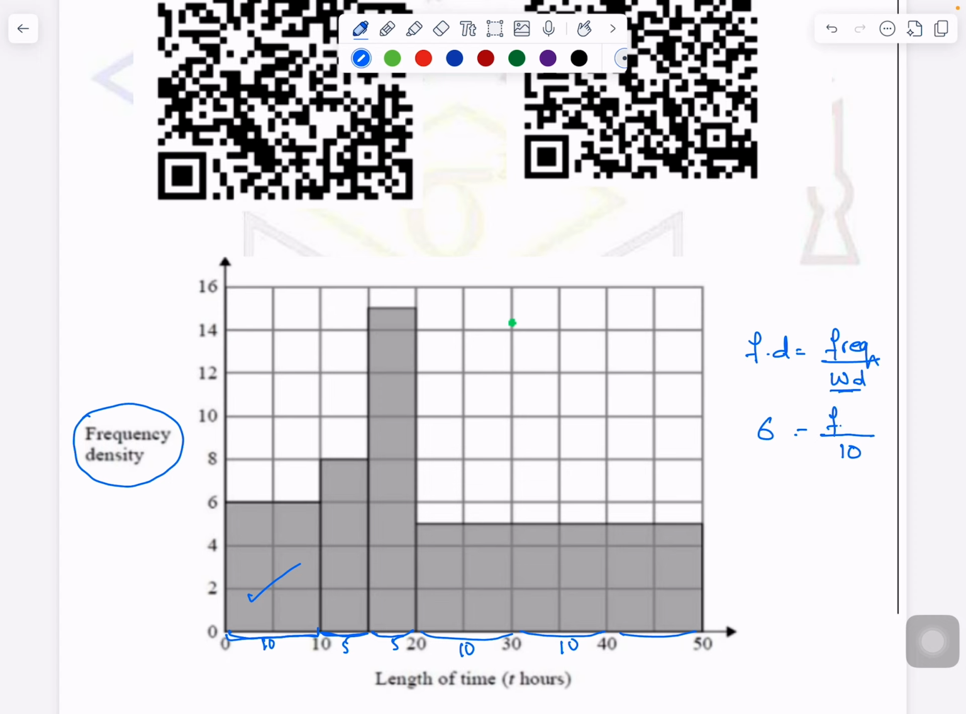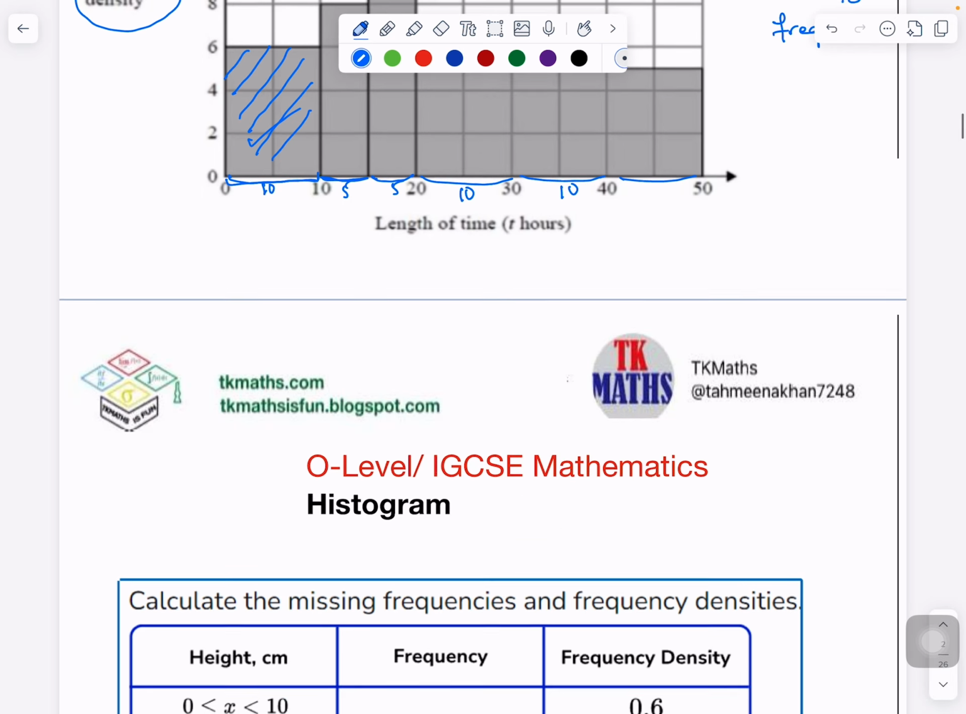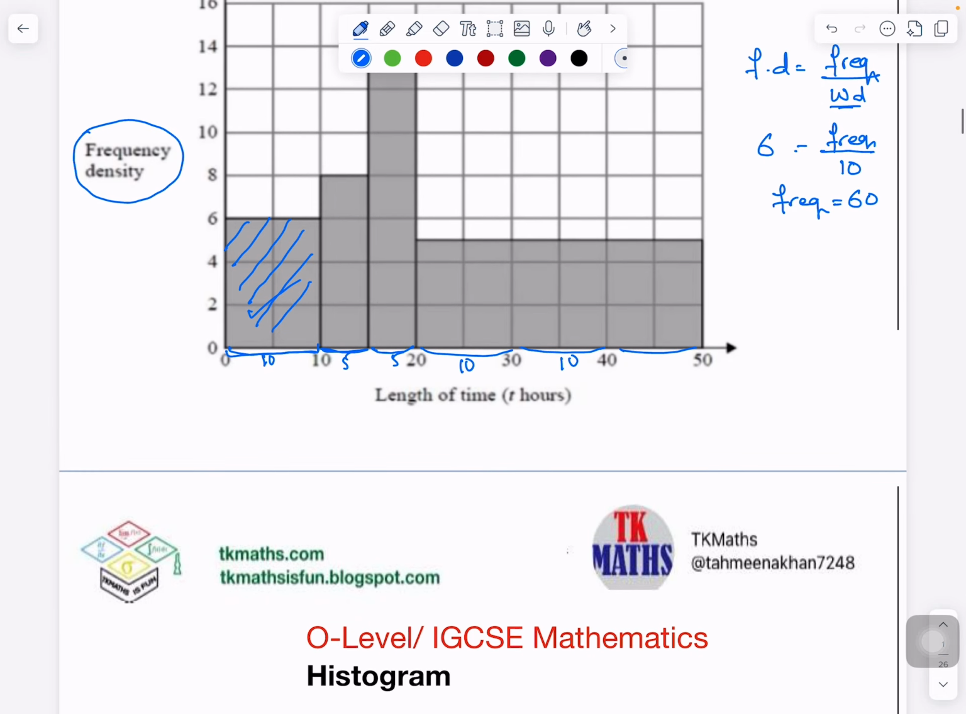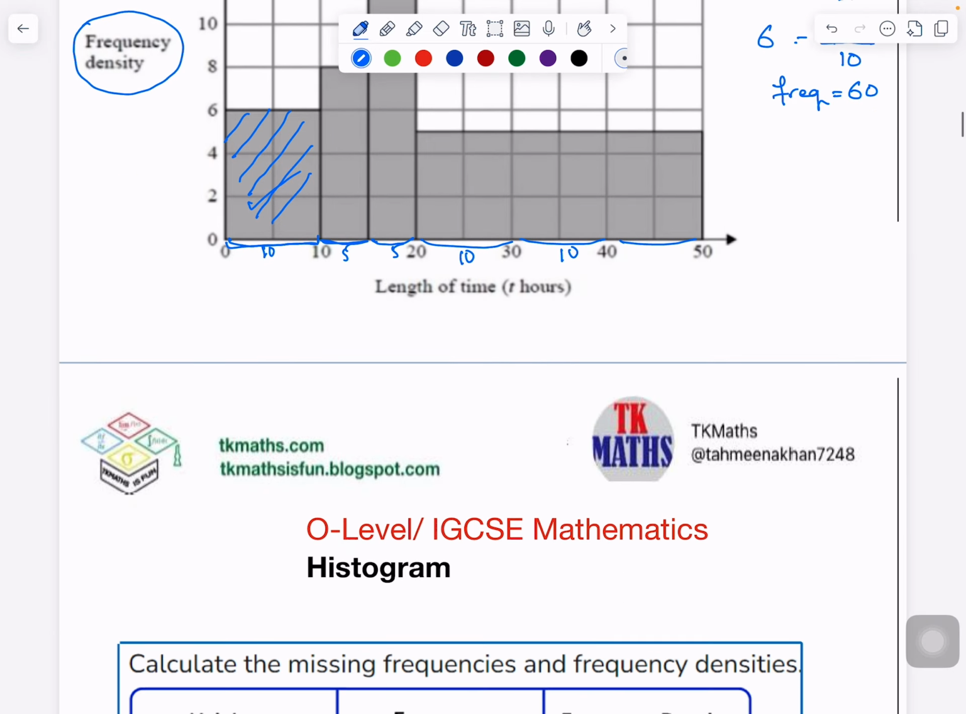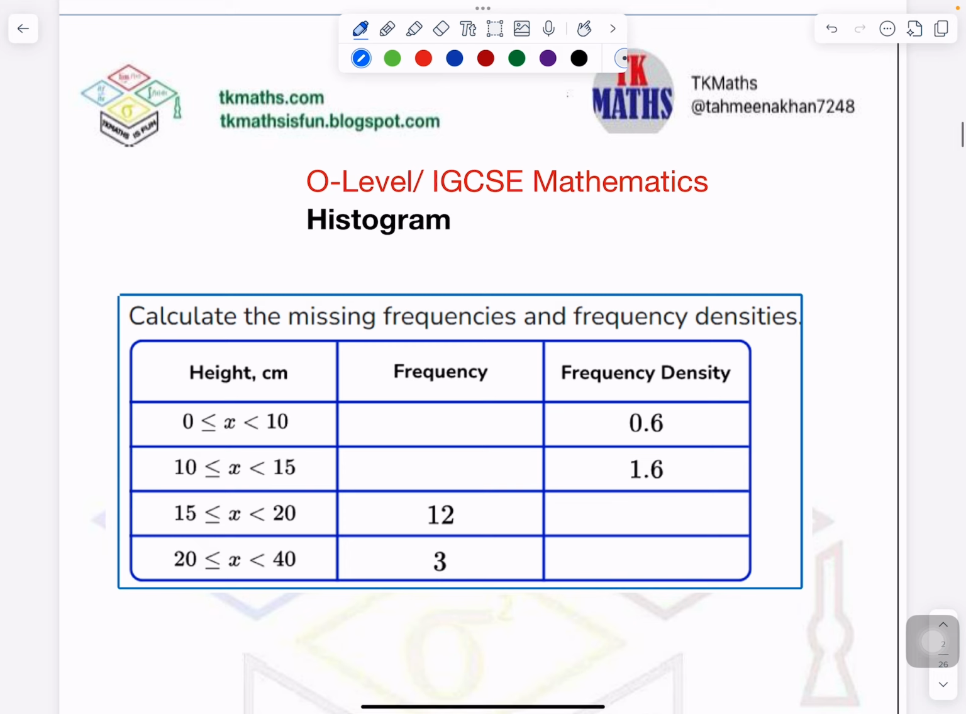So what is the frequency? I can easily figure out. Frequency is equal to 60. So frequency is the area of the bar. This is something very important for you to know. So frequency density is frequency divided by class width. When we have unequal group intervals, I will explain that concept when I take an example of the question. So first of all, let's do this quickly.